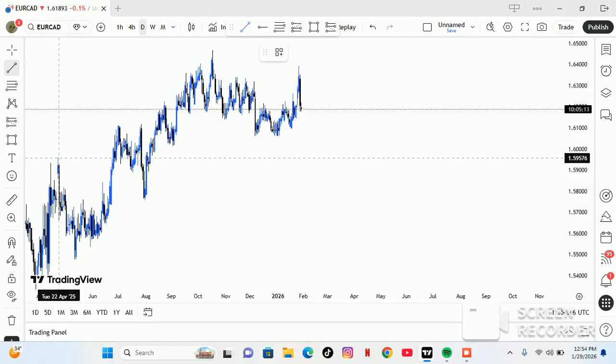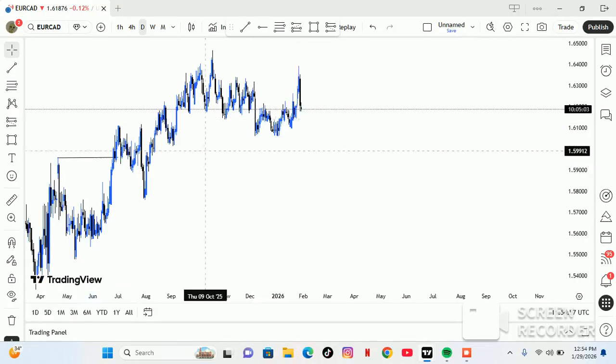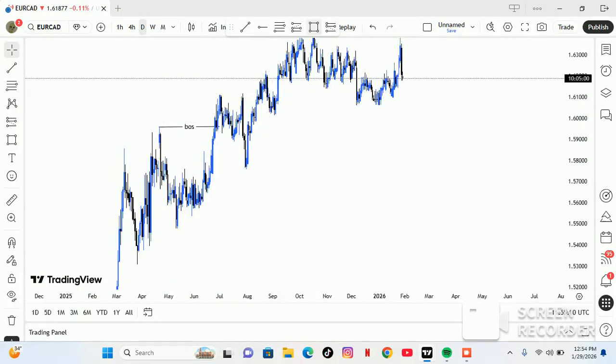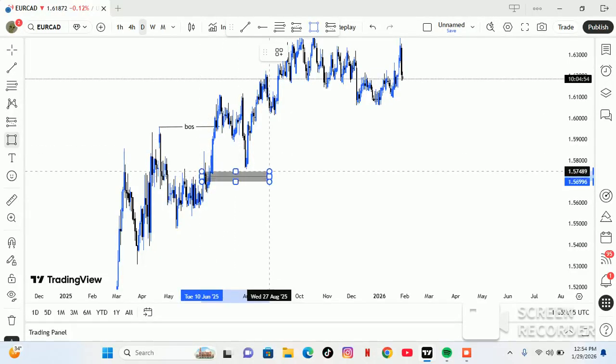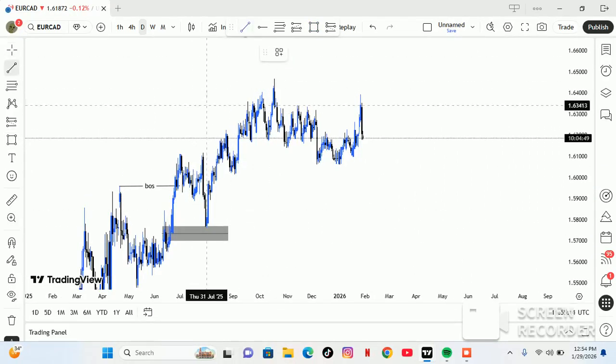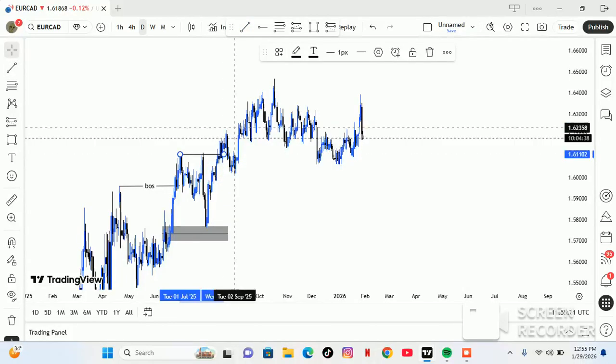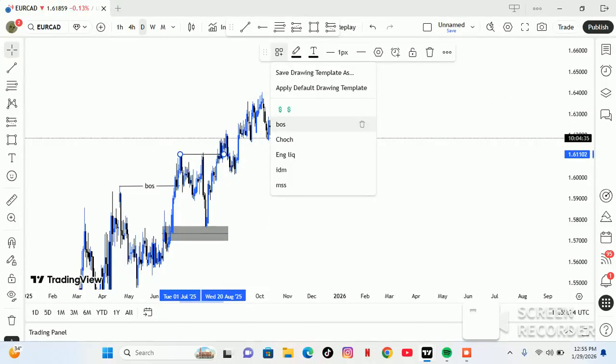And as you can see here, we have broken this high on the daily. On the daily, we have a clean break of structure here, and the market mitigated from this zone here. Then it did what? It broke structure again. Clean.